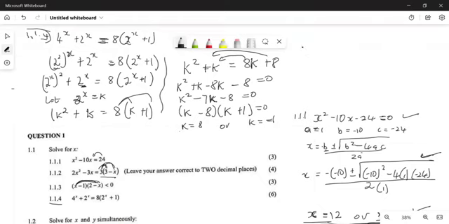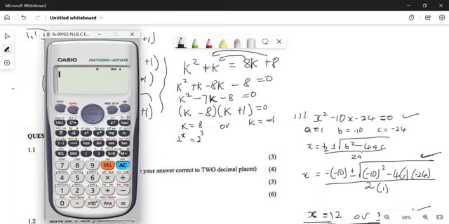Then I know what k is: k is 2 to the power of x. So 2 to the power of x is equal to 8. I'll change 8 into a prime base, 2 to the power of 3.